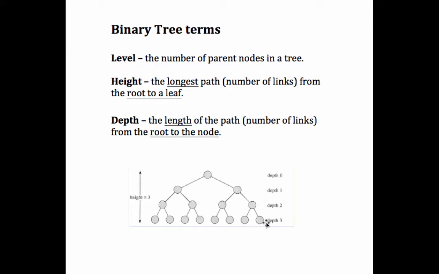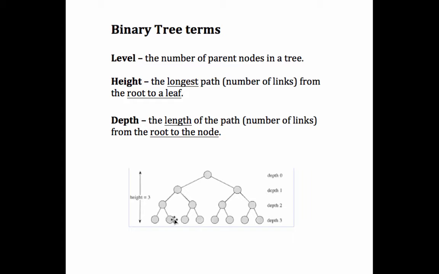Well, I have 8 leaves. Each of these 8 nodes is considered a leaf. So what is the longest path? Well, the longest path will be something like this. So if I do that, how many links do I have? Do I have 3 links? So I'm going to say that the height is 3.